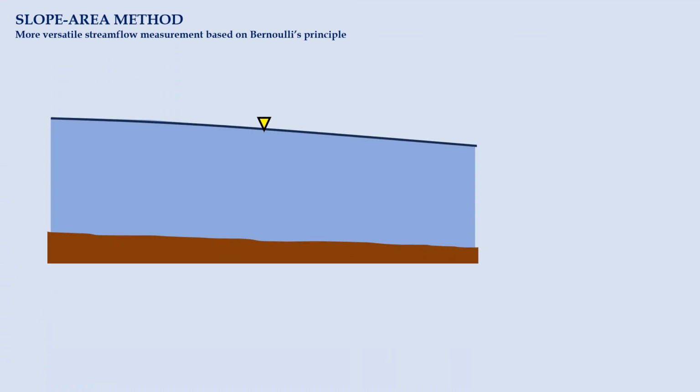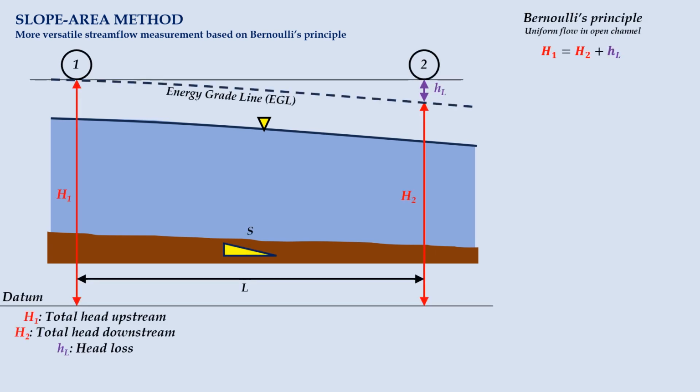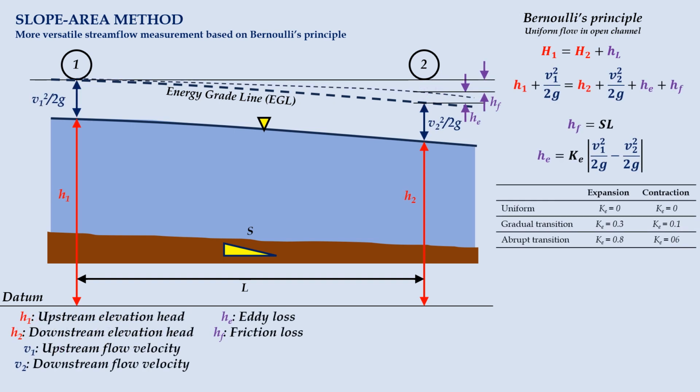If we want to use a more versatile stream flow measurement method, we may opt for the slope area method. This method utilizes Bernoulli's principle, while categorizing the stream flow as uniform flow in an open channel. Under the principle of conservation of energy, the head at the upstream equals the sum of the head and head loss at downstream. Total head loss may then be expressed as the summation of elevation and velocity head differences.